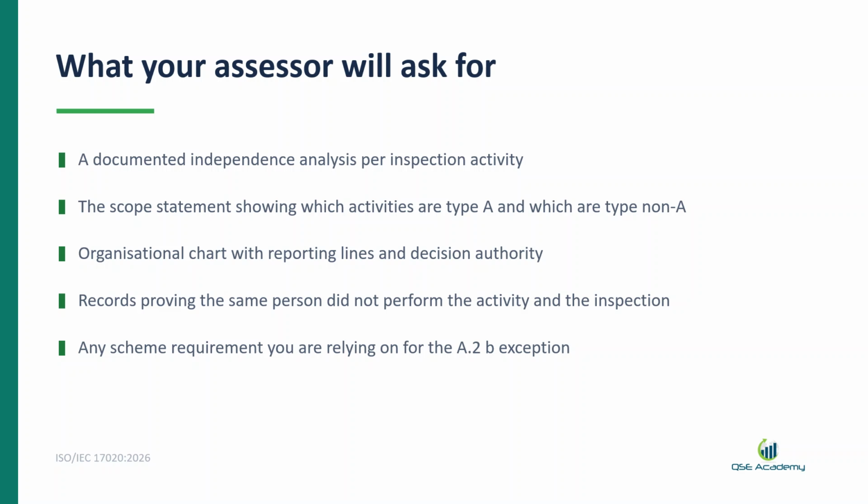An organizational chart that shows reporting lines and decision authority, not just job titles, because segregation of accountability is what A.2A is asking about. Records that prove, item by item, that the person who designed, supplied, or maintained it was not the person who inspected it. And if you are relying on the scheme exception, the actual text of the scheme requirement that explicitly allows it. Bring the document, do not paraphrase it.